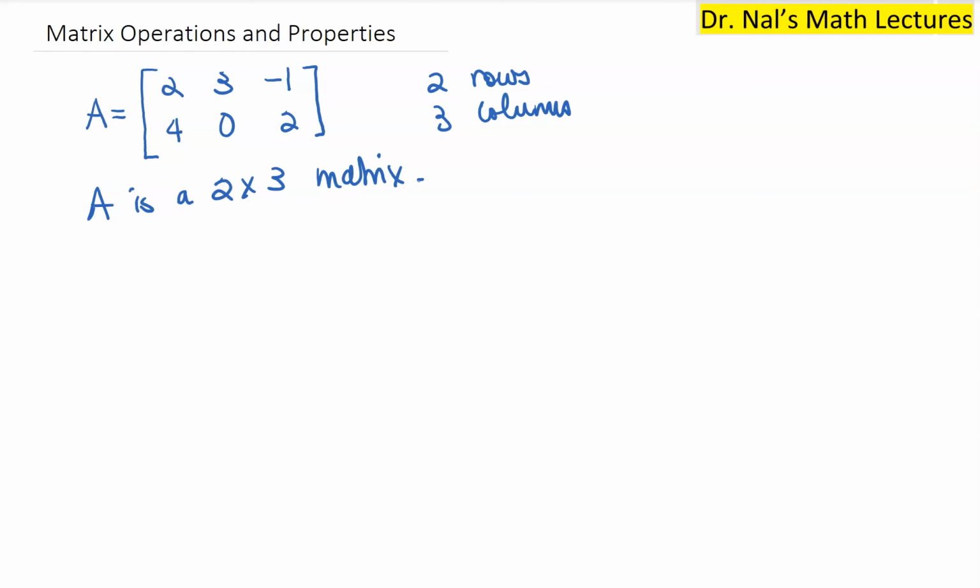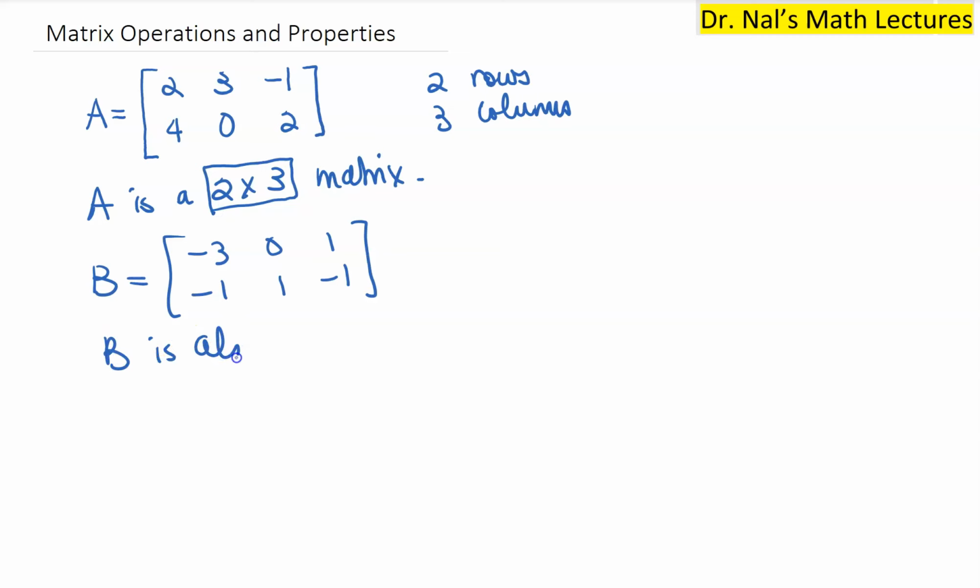Let me first show you how you can add 2 matrices. Say, for instance, we also have another 2 by 3 matrix B: -3, 0, 1, -1, 1, -1. So we have these 2 matrices A and B, and we would like to add them. The first order of business is to check whether both matrices are the same type. Namely, they have to have the same dimensions, and indeed B is also a 2 by 3 matrix. So as a result, you can indeed add those 2 matrices.